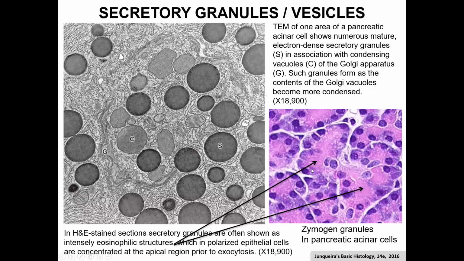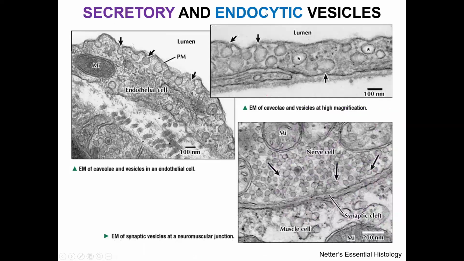And the eosinophilic staining that is seen here in the pancreas, in this pancreatic acini, comes from the staining of these secretory vesicles that are called zymogen granules because they carry the zymogen, the precursors of the active digestive enzymes that are delivered to the duodenum.